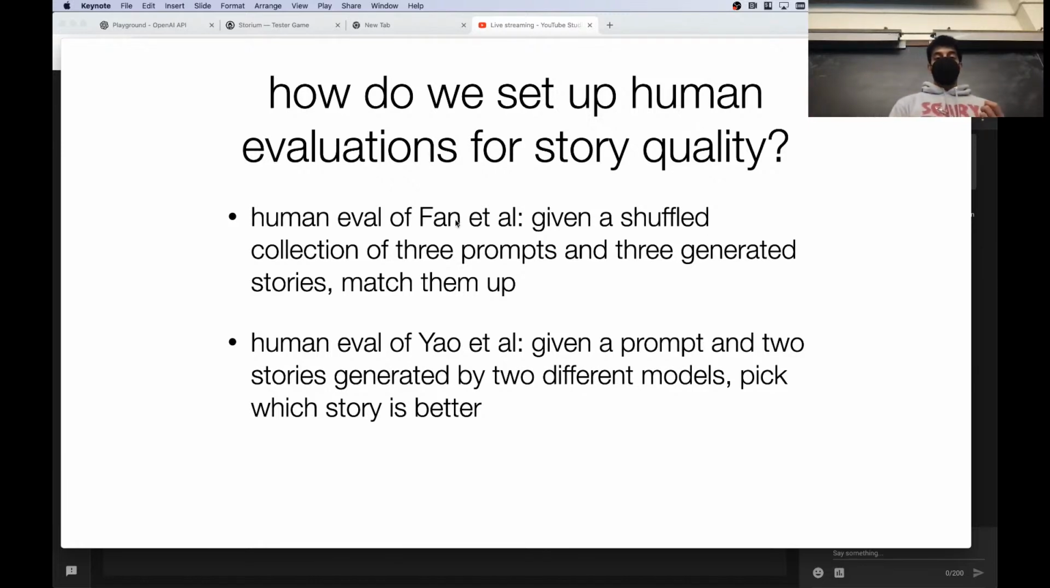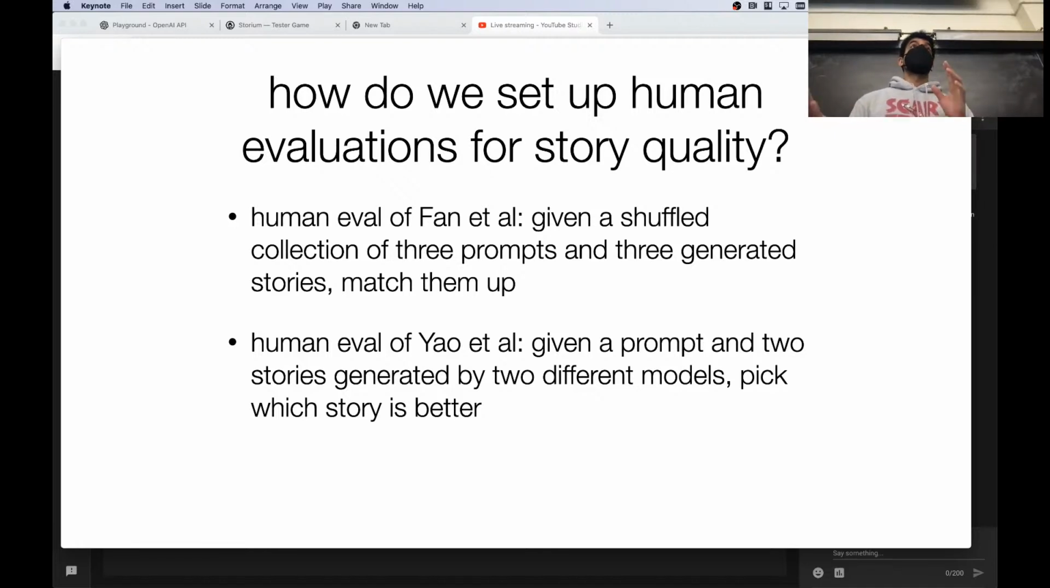So in the hierarchical neural story generation paper, I think the one that introduced the writing prompts data set, they use this human evaluation. So given 3 prompts and 3 generated stories, and shuffle them so you don't know which story corresponds to which prompt, can you ask some mechanical Turkers to match up which story goes to which prompt? So what does this actually evaluate? Is this a good evaluation?